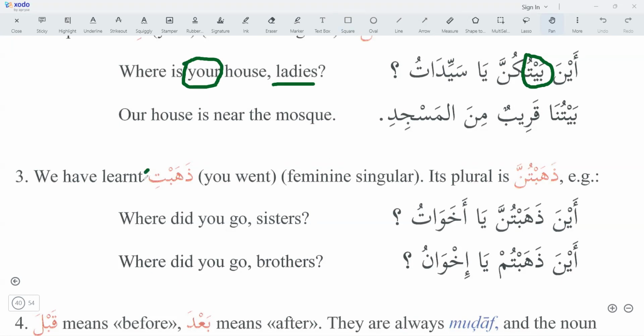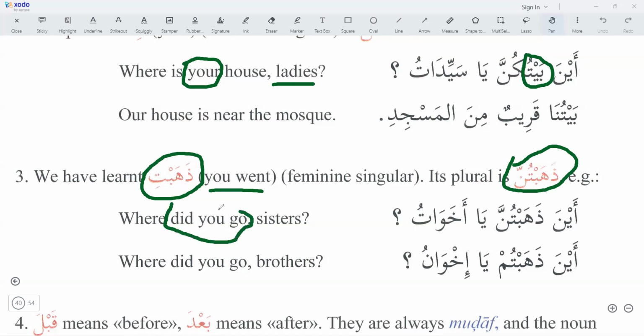Zahabti is for the second person feminine. You went. And the plural of Zahabti is Zahabtunna. Aina zahabtunna ya akhawatu? Where did you go, sisters?